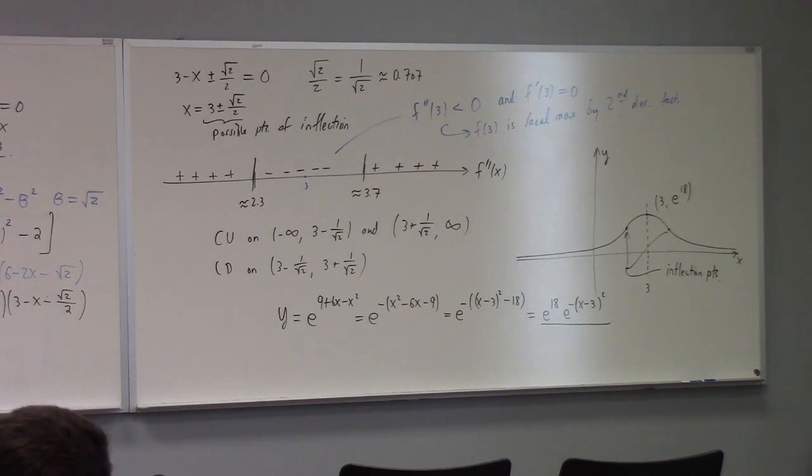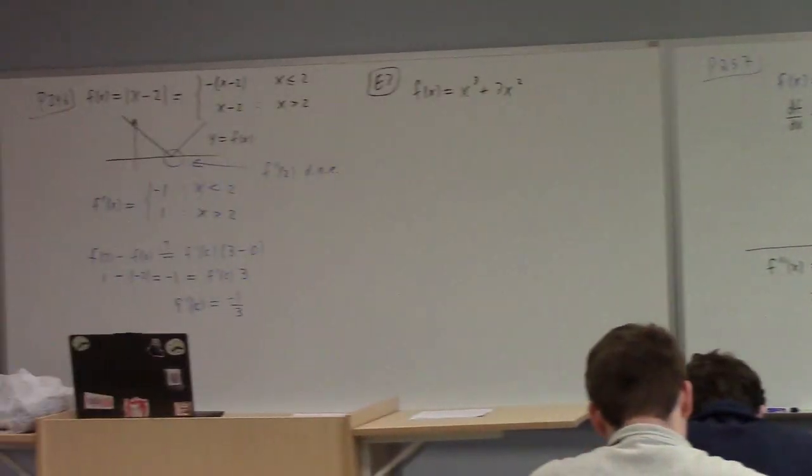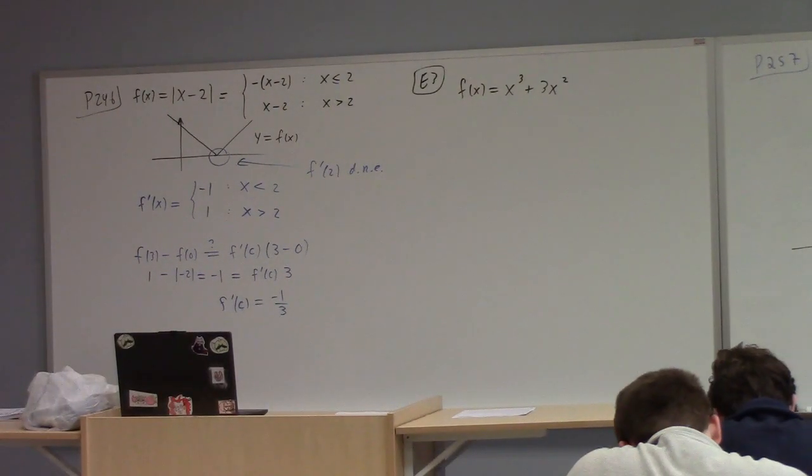Example 3. Suppose we had f of x equals x cubed plus 3x squared. Let's just do something really simple. Where's that increasing? Where's that decreasing? Where's it concave up? Where's it concave down? What are its critical numbers? And in addition, find the maximum or minimum on, let's say, 1 to 2.